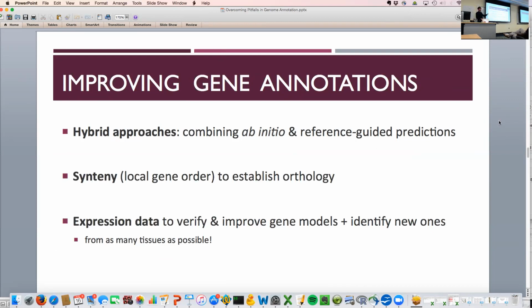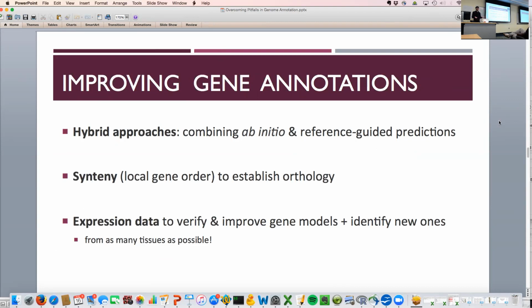One is using synteny. So show of hands, who's ever heard of synteny? Cool, so a good number of people. So synteny is basically local gene order. And I'm going to show a couple of examples that will give you an idea of what that looks like. And then expression data.